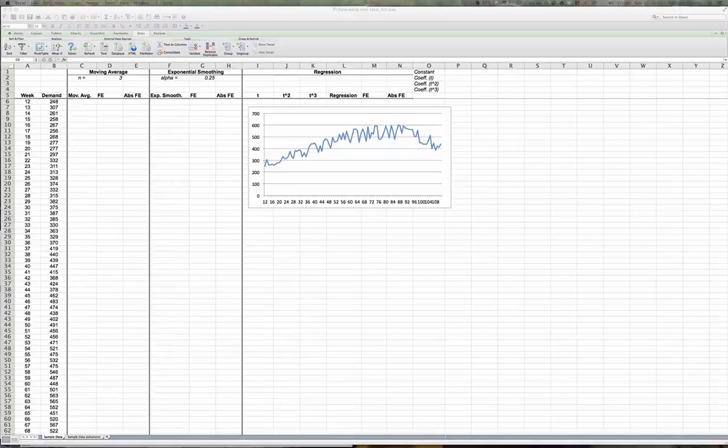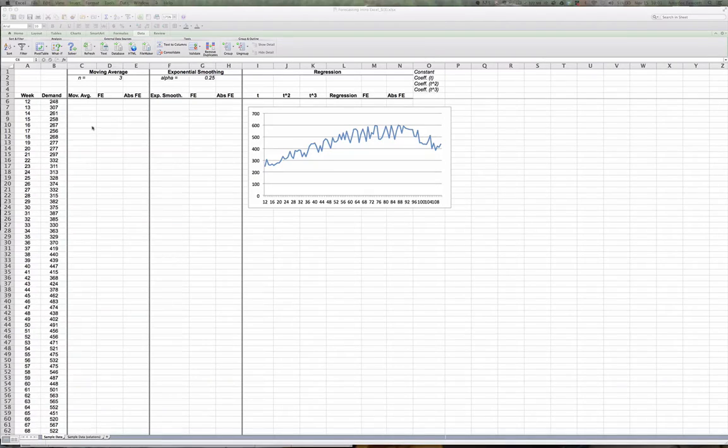Hello and welcome to this introduction to forecasting. In this video I want to show you how to implement two fairly widely used forecasting techniques. That is the moving average, the exponential smoothing forecasting method, also known as the exponentially weighted moving average. And in another video I will talk about time series regression analysis.